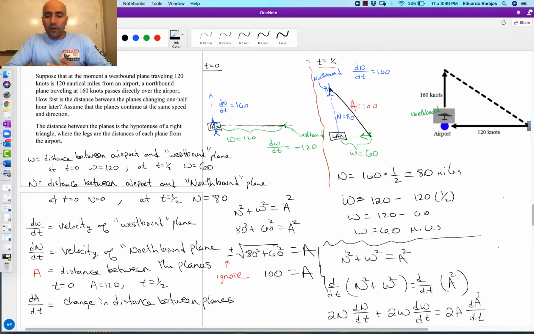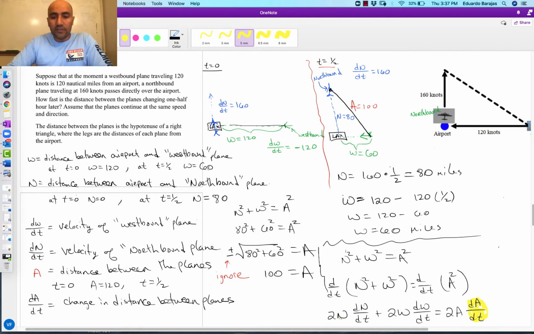Okay, so we have a new formula here, and the great thing about this formula is it contains the variable of interest, the rate of interest. They asked us about dA/dt, the speed with which the distance between the two planes is changing. So that's the one we want to know, and everything else we have.